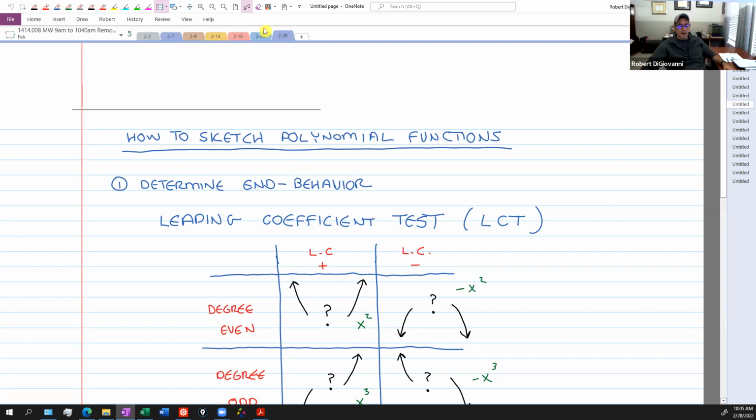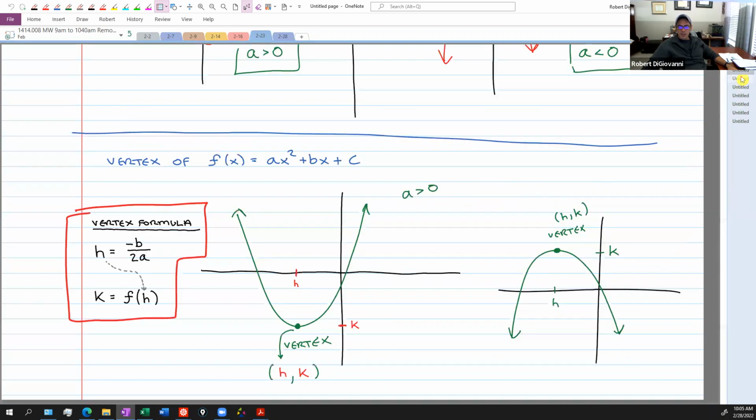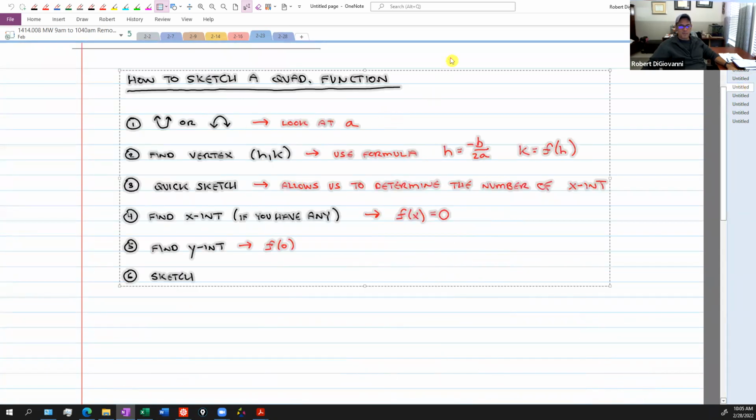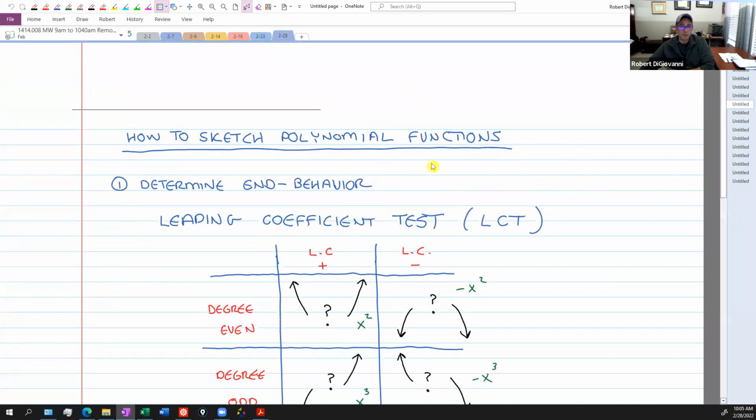Remember how last class I gave you steps to sketching a quadratic function? We went through and we got these steps. I would write that down on my reference sheet. But now for polynomial functions, we have a new set of steps. You cannot use the same set of steps. This is only for quadratics. This is how we do polynomials.